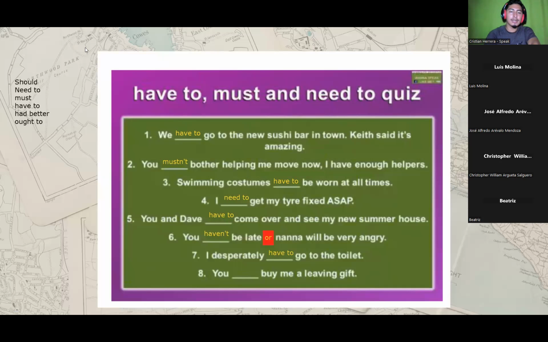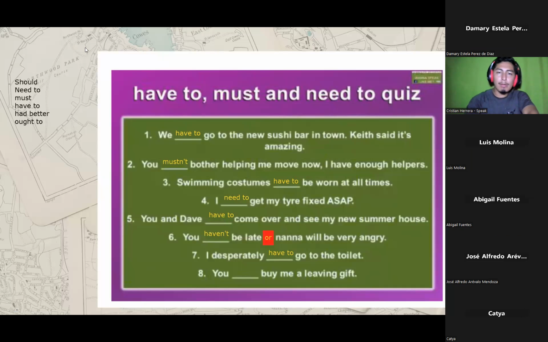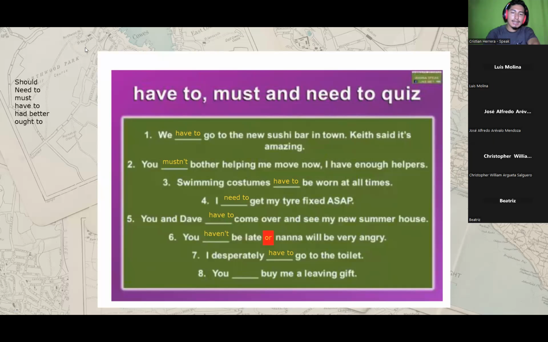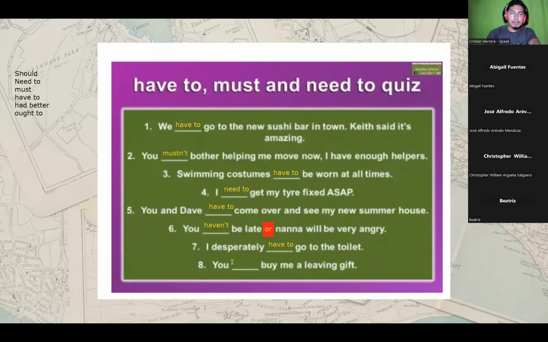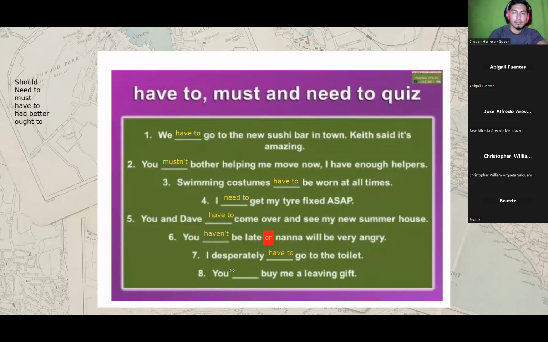Okay, pretty good. And now we will finish with the last exercise. Abigail, can you help me with sentence 8? You need to buy me a living gift. You need to buy me a living gift. Okay. You need to buy me a living gift.